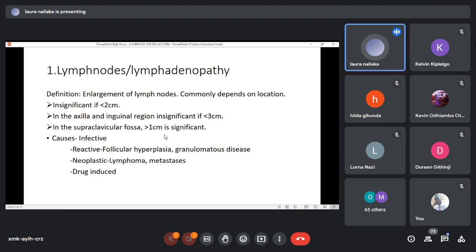Causes of lymphadenopathy could either be reactive, neoplastic, or drug-induced. Reactive being in follicular hyperplasia or granulomatous disease. Neoplastic, of course, seen in lymphoma and metastasis.